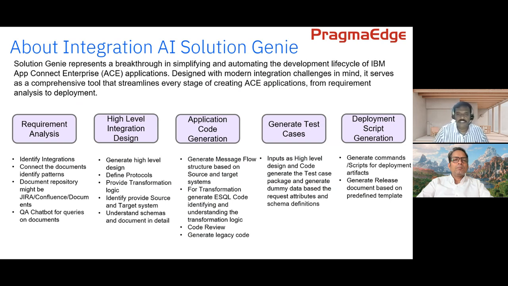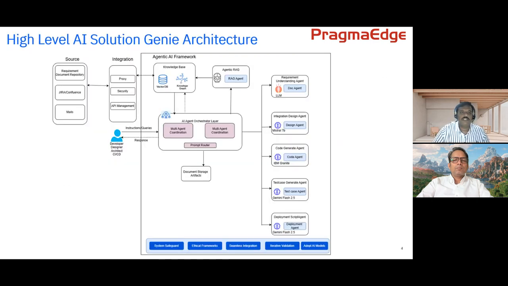Okay, with this, we'll now get into the high-level AI solution, the GenAI architecture. As I said, we have started using an Agentic AI framework. As we know, there will be different agents for each functionality, and all these AI agents will be controlled by an orchestration layer. This is the key part of it: multi-agent coordination and the prompt router, from developers as well as the source and integration requests from outside.